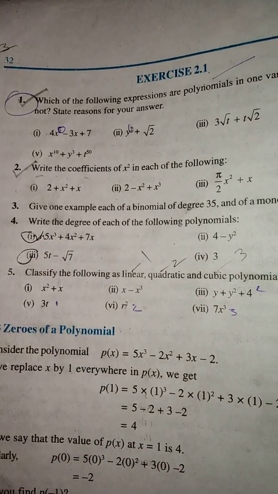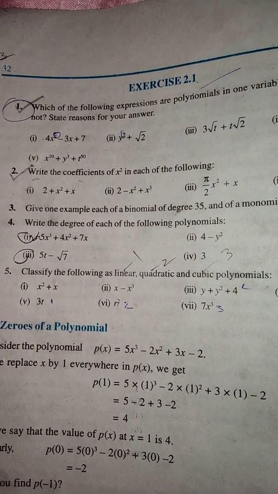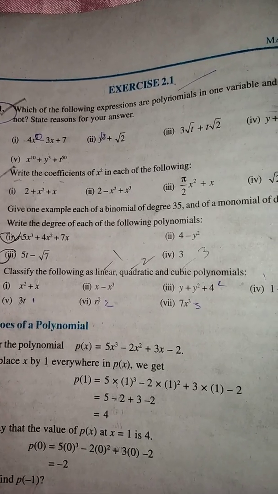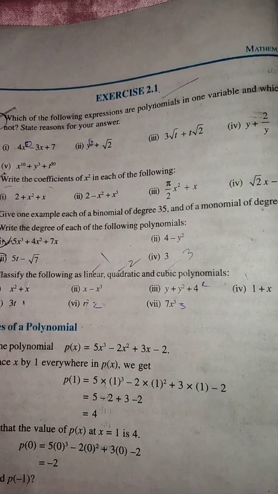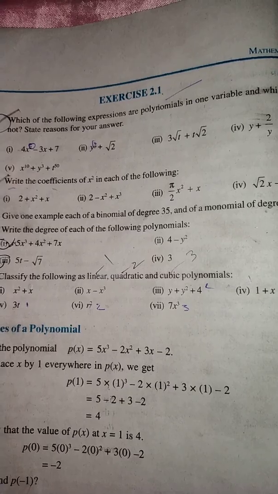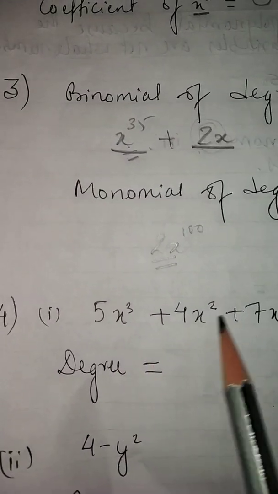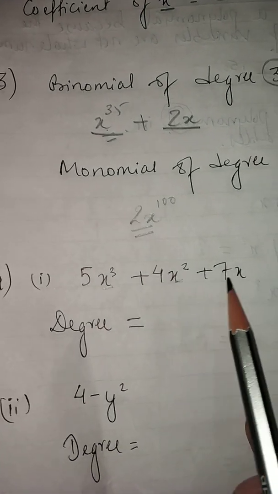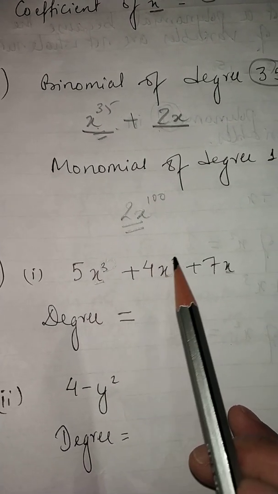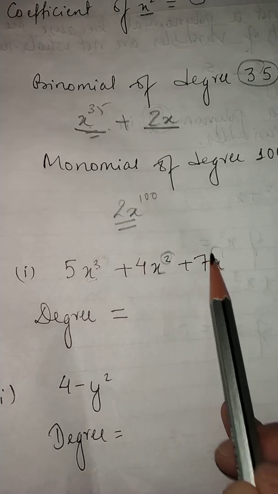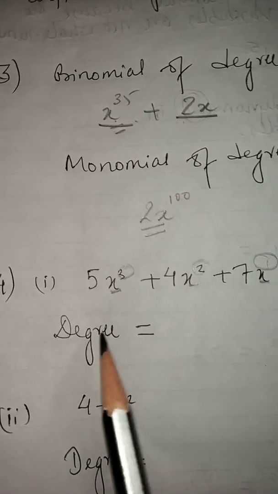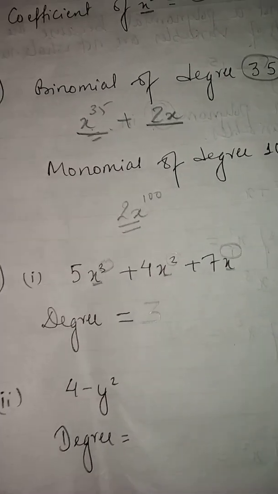Now question number 4. Write the degree of each of the following polynomials. Students, we know what the degree of a polynomial is, right? The degree of a polynomial is the highest power. So let's check the highest power here. In this case, x. What is the power here? 3. What is the power here? 2. What is the power here? 1. So which one is highest? 3. So the degree becomes 3.